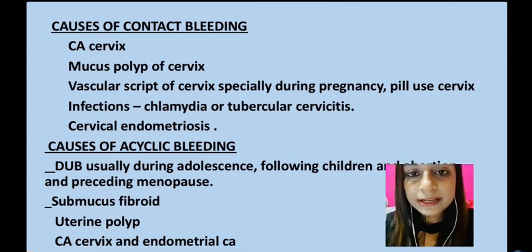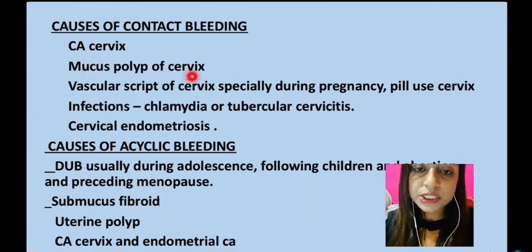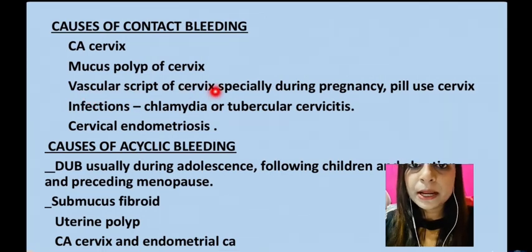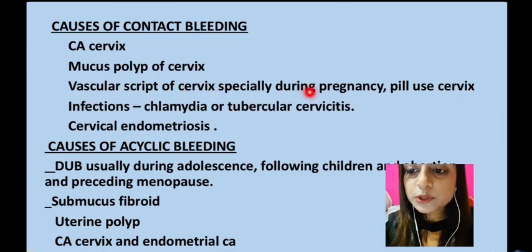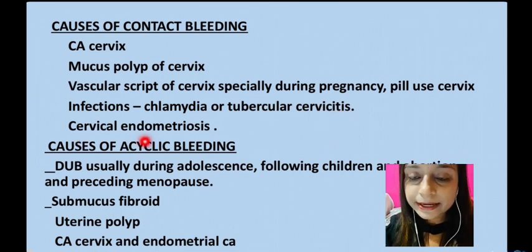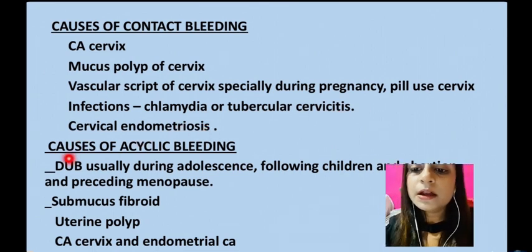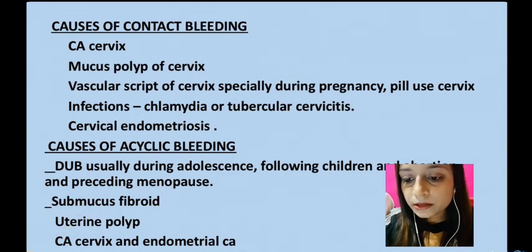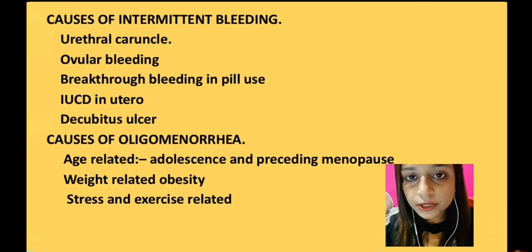The causes of contact bleeding are first the cervix: mucous polyp of the cervix, vascular growth of the cervix, especially during pregnancy, and pill use. Next are infections, chlamydia infections or tubercular cervicitis. Next is cervical endometriosis. Coming to the causes of cyclic bleeding: dysfunctional uterine bleeding, usually seen during adolescence, following childbirth and abortion, and preceding menopause. There are also submucous fibroid, uterine polyp, carcinoma of the cervix and endometrial cancer.